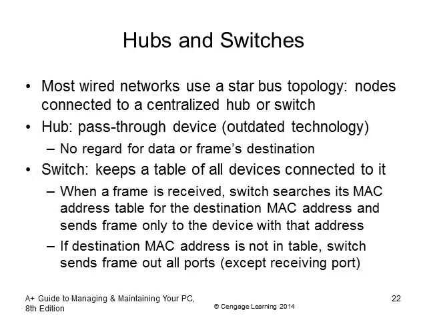Most hubs and switches. Most wired networks use a star bus topology. The nodes connect to a centralized hub or switch. The hub passes through a device, which is outdated technology. The switch keeps a table of all devices connected to it. When a frame is received, the switch searches its MAC address table for the destination MAC address, and then the frame only goes to the device with that address.